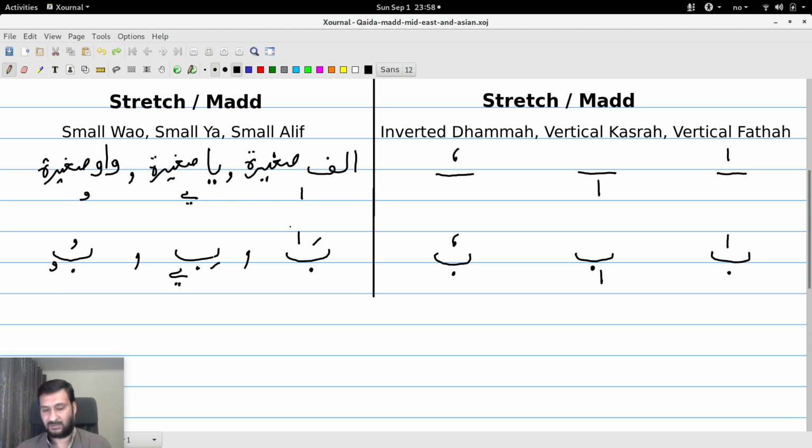So once again, Ba Fatha Alif Sagheera Ba, not Ba. Ba Kasrah. Normally Ba Kasrah only. If you say Ba Kasrah, it is Bi, but if you want to stretch it, you write Ba Kasrah Ya Sagheera, and you will see this small Ya here. Bee.